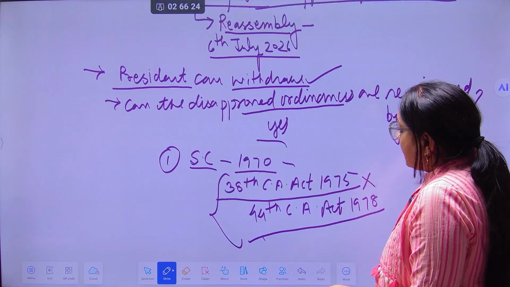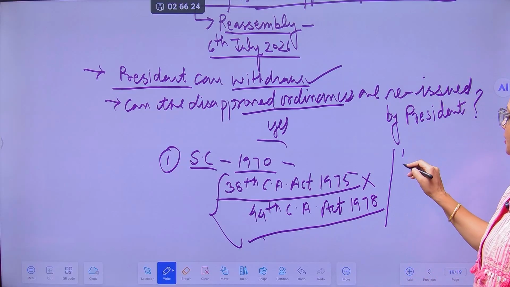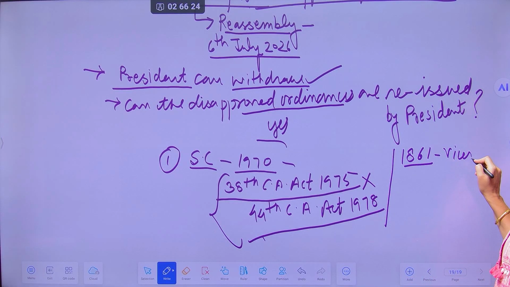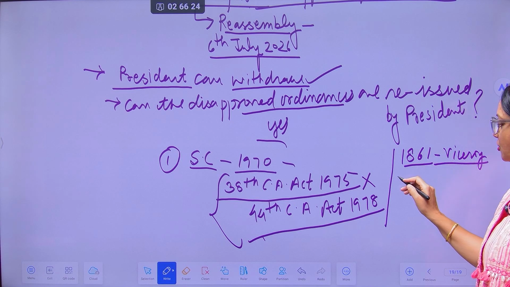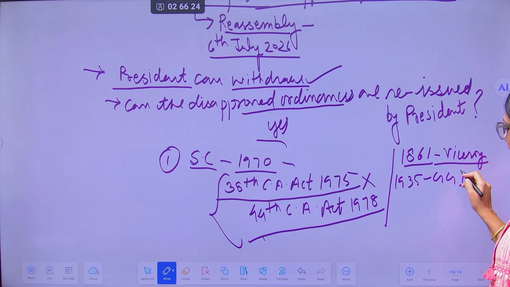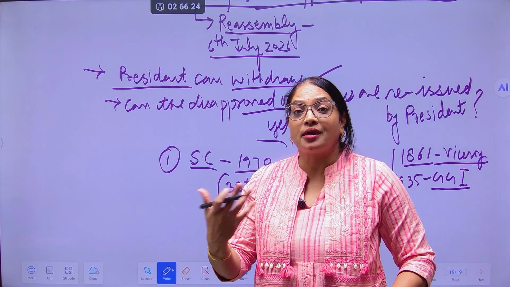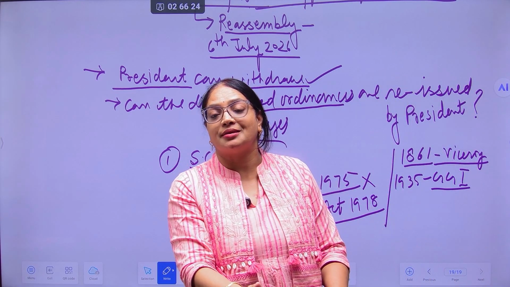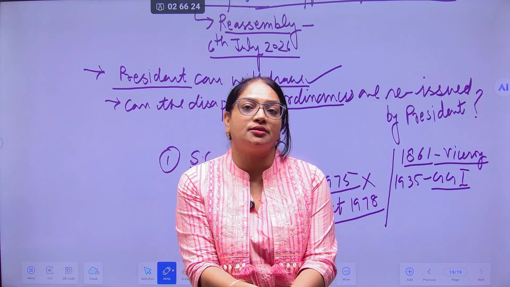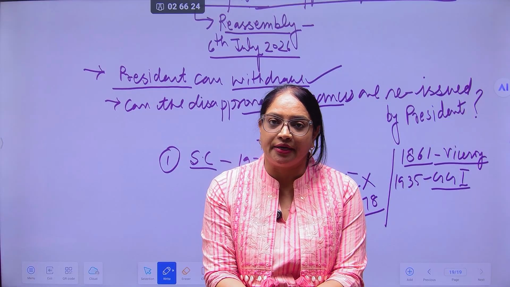So in 1861, the viceroy was granted the ordinance authority. Thereafter, in 1935, the Governor General of India was granted the power to issue ordinances. And from here the Constituent Assembly inherited it; we have derived this power from the 1935 Act. That's why we have included this power in the Indian Constitution, right?